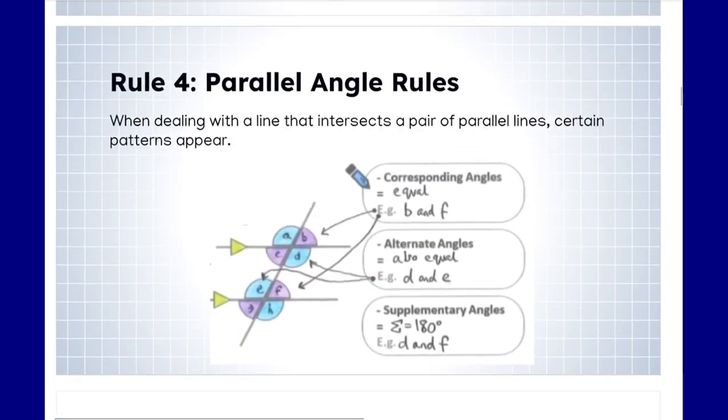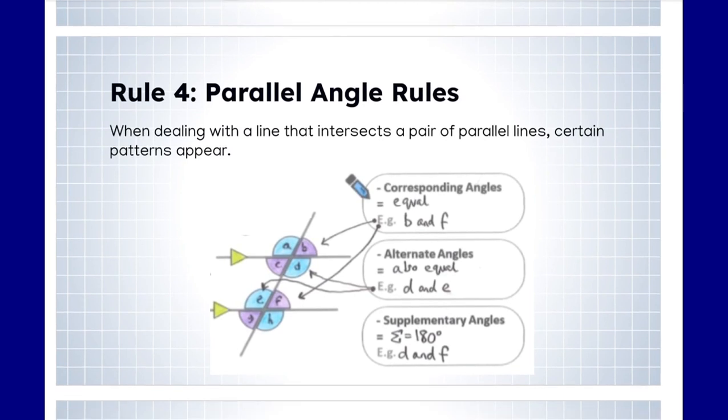Rule number 4, parallel angle rules. When we're dealing with parallel angles, or a line that intersects a pair of parallel lines, as we can see here, we have a pair of parallel lines intersected by another line. We have some specific rules that apply. The corresponding angle rules, or in other words, what you may see called an F pattern.